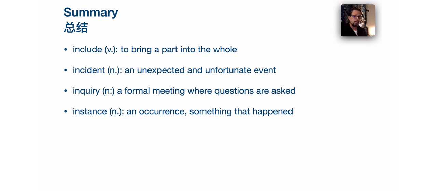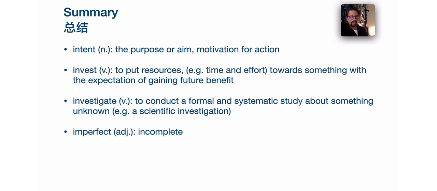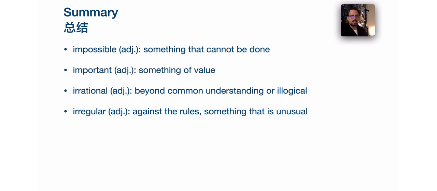Instance, an occurrence or something that happens, an example. Intent, the purpose or aim, the motivation for action. Invest, to put the resources, such as time and effort, towards something with the expectation of gaining a future benefit. Investigate, to conduct a formal and systematic study about something unknown, such as a scientific investigation. Imperfect, adjective for incomplete. Impossible, adjective for something that cannot be done. Important, adjective for something of value. Irrational, adjective for beyond common understanding or illogical. And irregular, adjective for against the rules or something that is unusual, something that is abnormal.